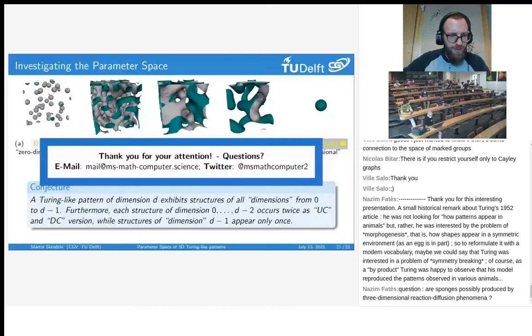And there's another question in the chat. Are sponges possibly produced by three-dimensional reaction diffusion phenomena? This is a super fun question. I don't know, but I guess one should investigate that, because once you state that, you can't unsee that in particular these pipe-like structures do have quite a similarity there.